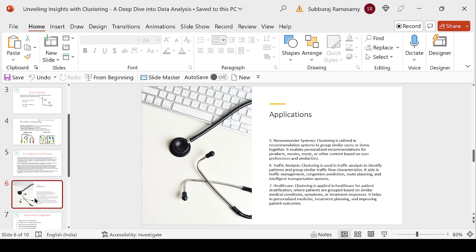Healthcare is another big area where clustering can be gainfully employed with dramatic results. Patients are grouped based on similar medical conditions, symptoms, or treatment responses. It helps in personalized medicine, treatment planning, and improving patient outcomes. So these are some of the applications.